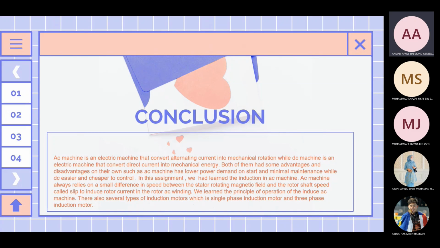In this segment, we learned about the induction machine in the AC machine. An AC induction machine always relies on a small difference in speed between the stator rotating magnetic field and the rotor shaft speed, called slip, to induce rotor current in the rotor AC winding. We learned the principle of operation of the induction AC machine. There are also several types of induction motor, which are the single-phase induction motor and the three-phase induction motor.